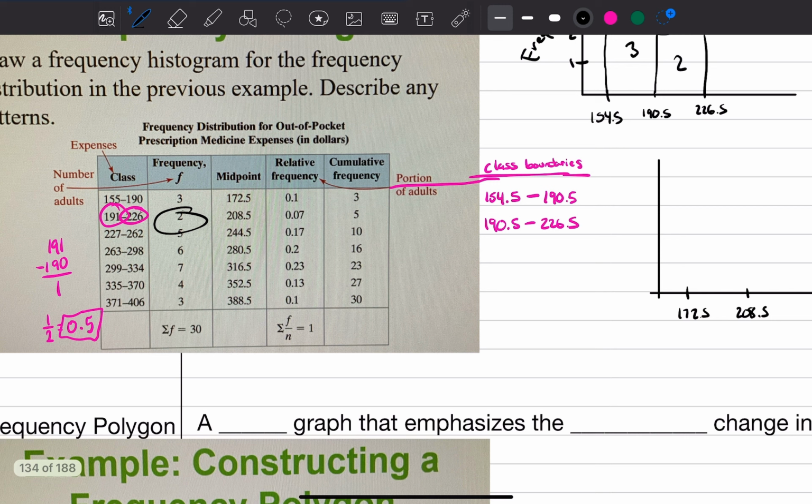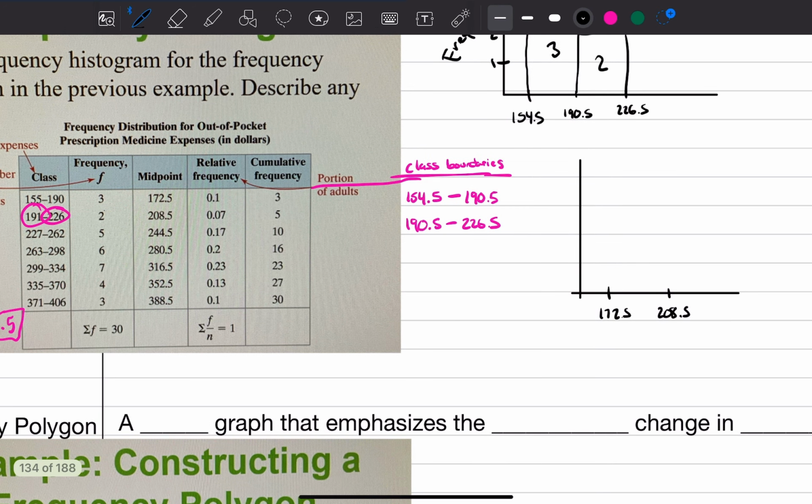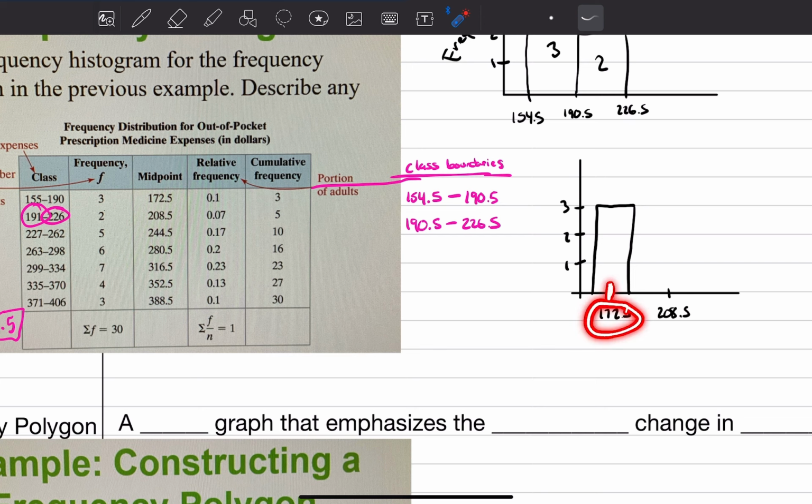And same thing, the frequency of the first class is 3, and the midpoint was that. So I'm going to go ahead and extend that first bar all the way up to 3 and bring it back in. And because this is a midpoint, this tick mark should be in the middle of the bar.